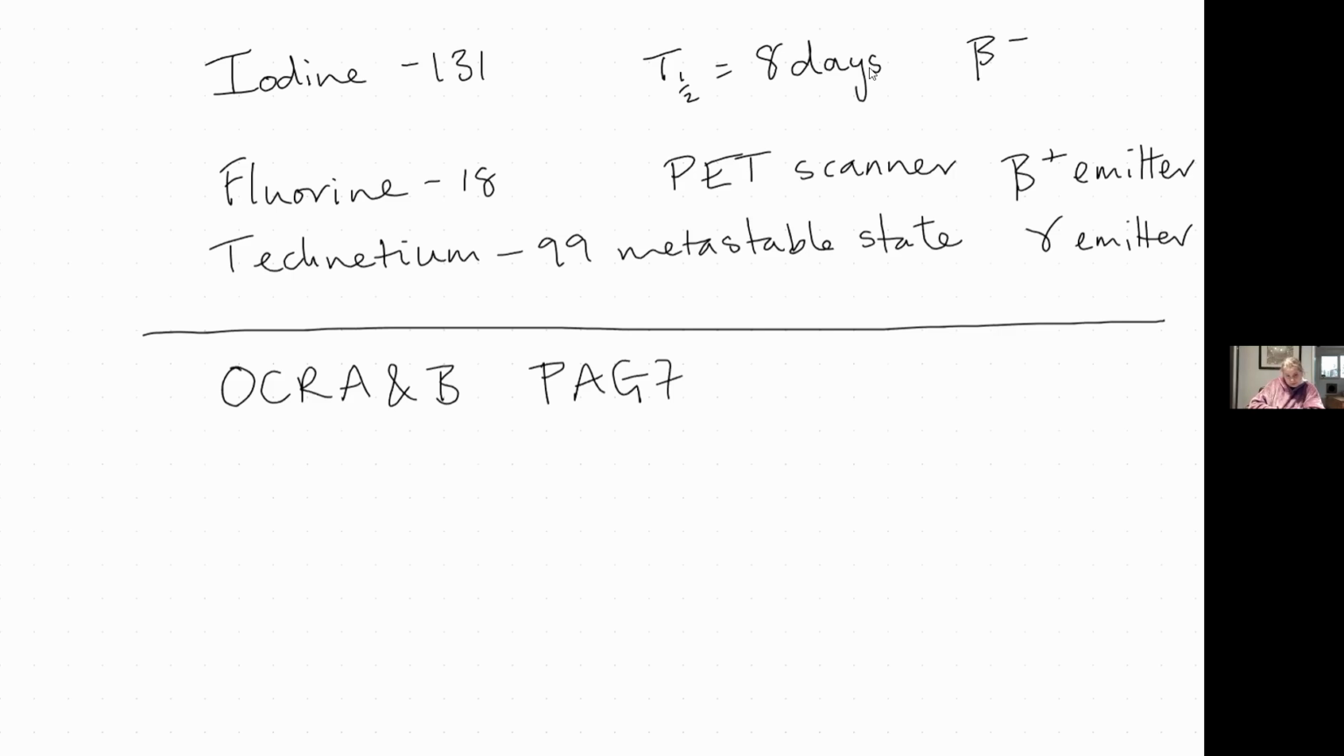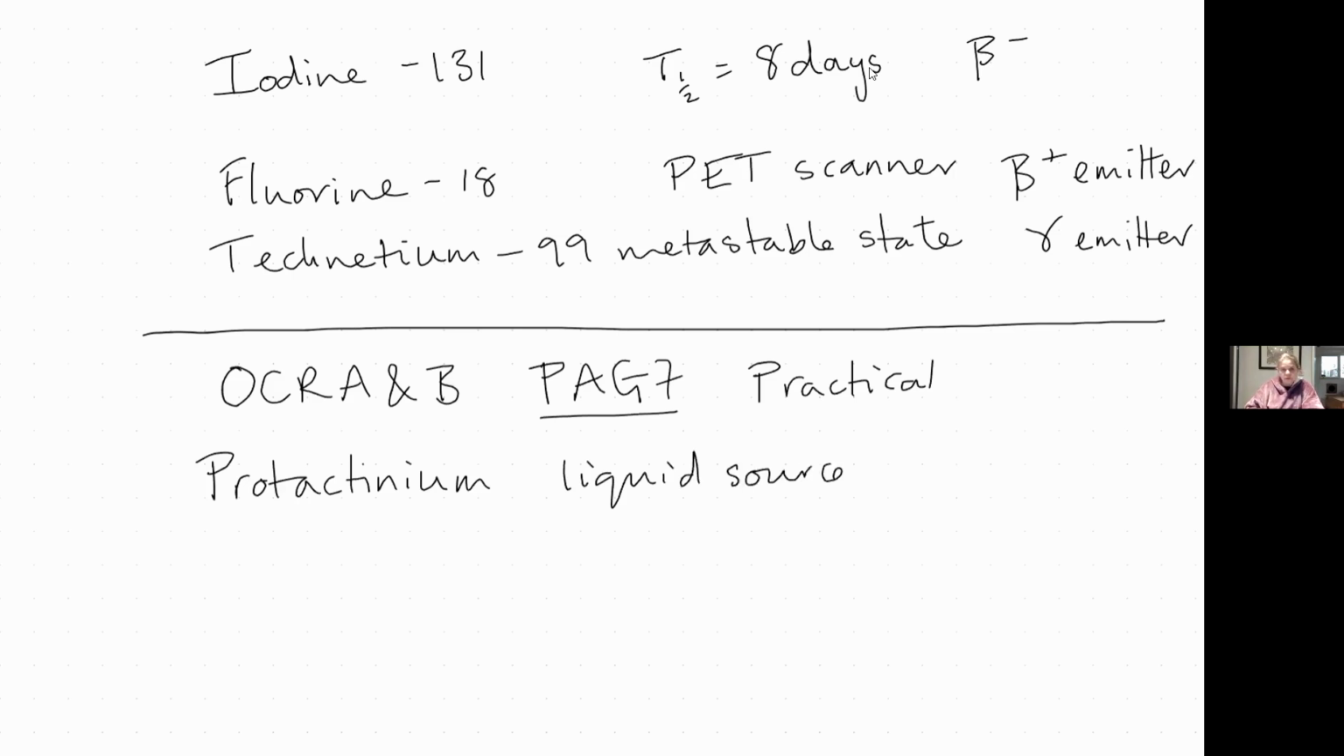So there is this practical PAG7. It's a practical, and it's using something called protactinium, which is a liquid source, and it's kept in a double chamber sealed bottle. And what you do is you shake it up. Some of the protactinium dissolves in the liquid, which if you turn it up the right way, floats to the top, and the radiation can come out. The bottom end is all sealed in lead.